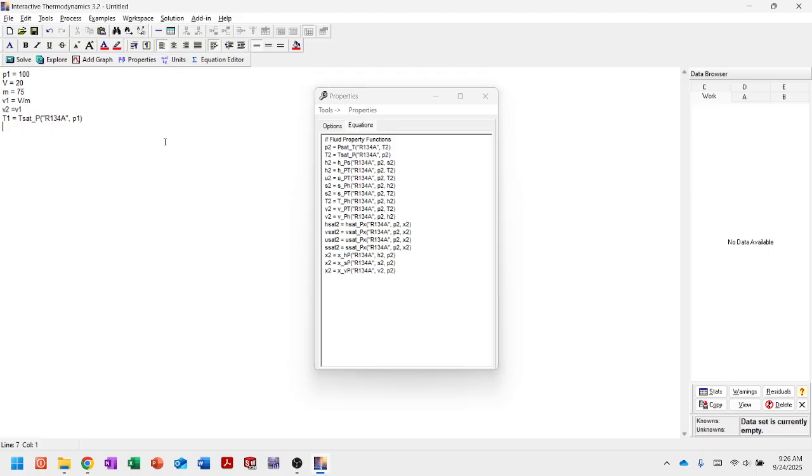P2 is something we don't know. X2 we do know. X2 is 1. We're a saturated vapor, so our quality is 1. We don't know P2, but we know that VSAT 2 is also V2, the same specific volume, which I have back up there. So we should be good with that. Now we should be able to find the final pressure.